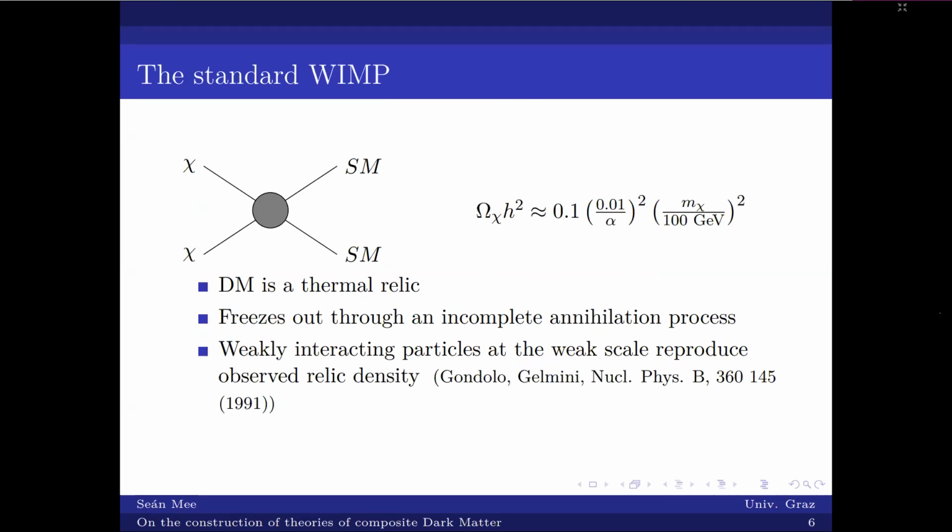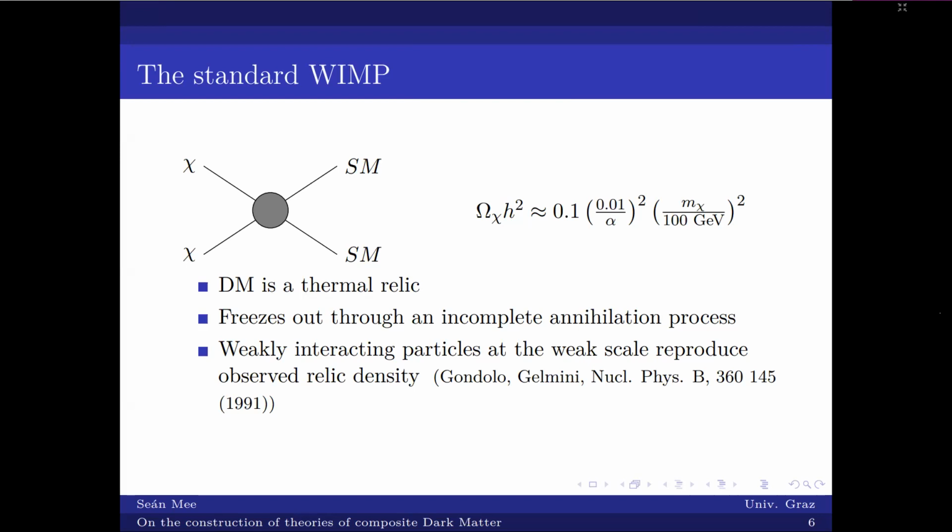Okay, so what are some candidate theories which could describe dark matter as a particle? For a long time, the standard description was in terms of the WIMP, or weakly interacting massive particle. Here, dark matter is a thermal relic. At some point in the far past, it's in equilibrium with the thermal bath, and it freezes out through an incomplete annihilation process. So we can imagine that we have this process as well as the inverse.